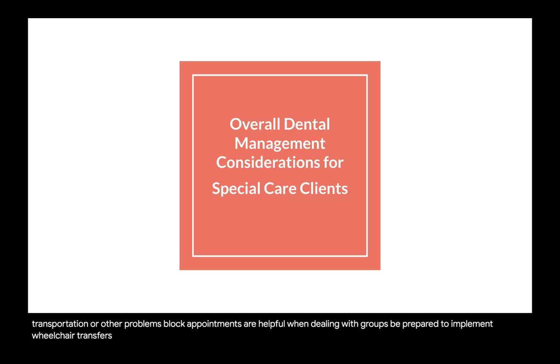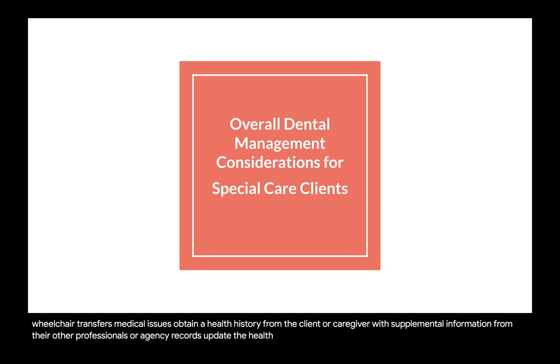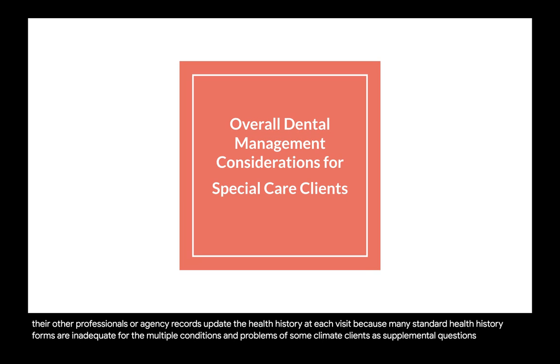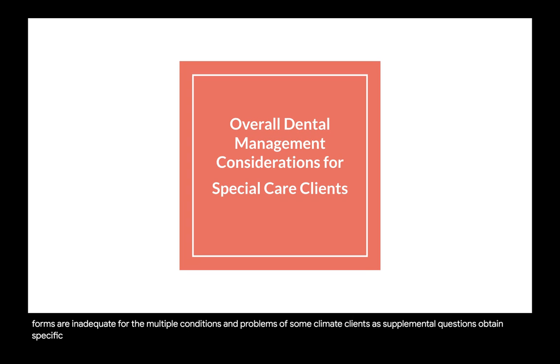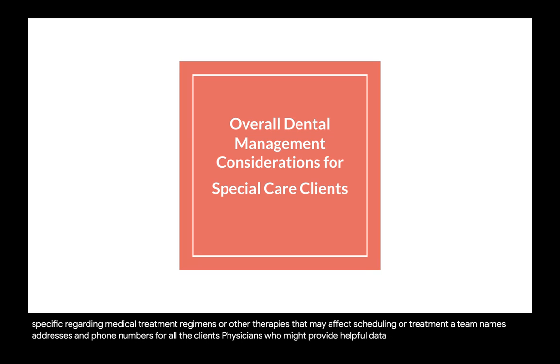Medical issues. Obtain a health history from the client or caregiver, with supplemental information from their other professionals or agency records. Update the health history at each visit. Because many standard health history forms are inadequate for the multiple conditions and problems of some clients, ask supplemental questions. Obtain specifics regarding medical treatment, regimens, or other therapies that may affect scheduling or treatment. Obtain names, addresses, and phone numbers for all the client's physicians who might provide helpful data.